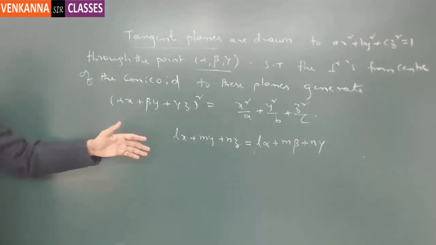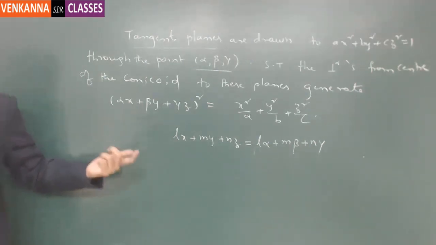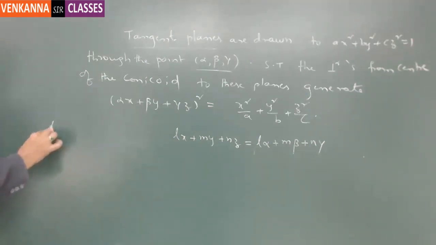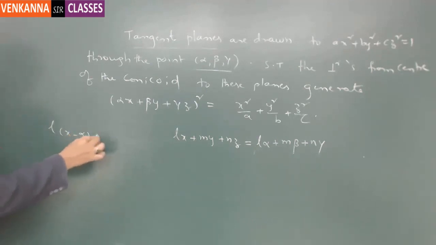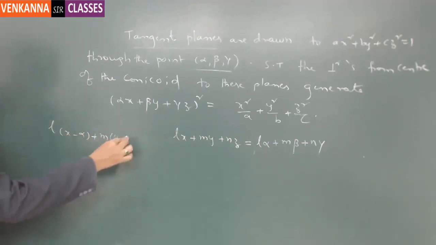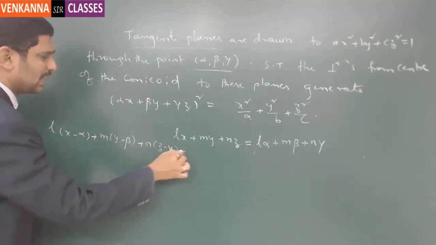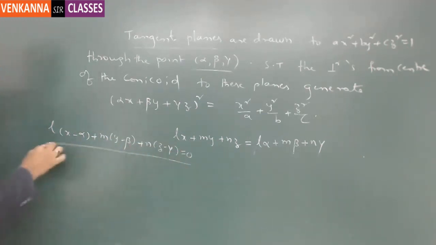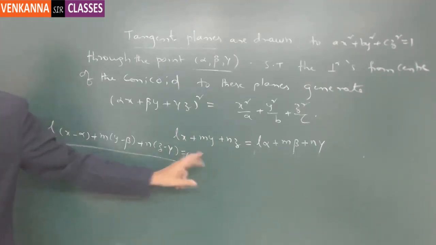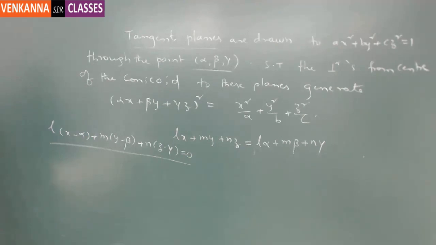You can also remember the concept in the other way around. So you can use the formula L into (x minus alpha) plus m into (y minus beta) plus n into (z minus gamma) equal to 0. This is the plane equation. That also you can use, the same value you will get, no change at all. Okay.